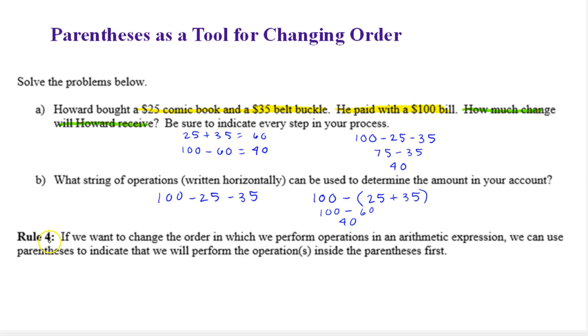So the general rule is if we want to change the order in which we perform operations in an arithmetic expression, we can use parentheses to indicate that we will perform the operation inside the parentheses first. And in the next video, we'll look at a couple examples of using parentheses.